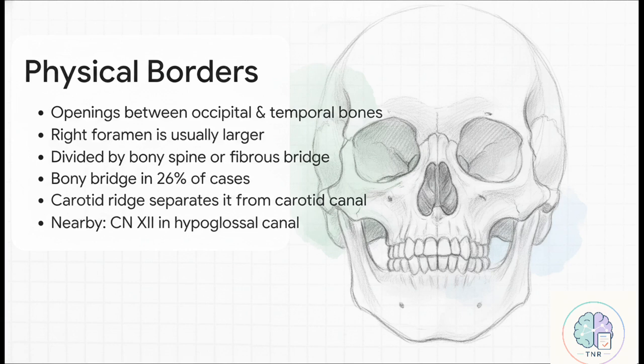Inside, this space is divided by a spine coming off the petrous temporal bone, and it attaches via a fibrous bridge. But get this, in about 26% of cases, that bridge is actually ossified into solid bone. Moving outward, you've got the carotid ridge, which neatly separates our foramen from the carotid canal next door. And speaking of the neighborhood, we have cranial nerve 12, the hypoglossal nerve, passing right nearby in the hypoglossal canal, while the sympathetic nerves are busy wrapping around the carotid. Keep those neighbors in mind because they are going to become very important later on.